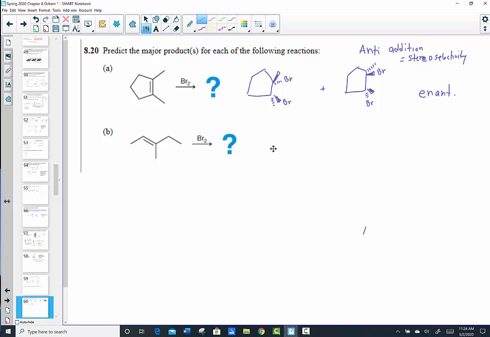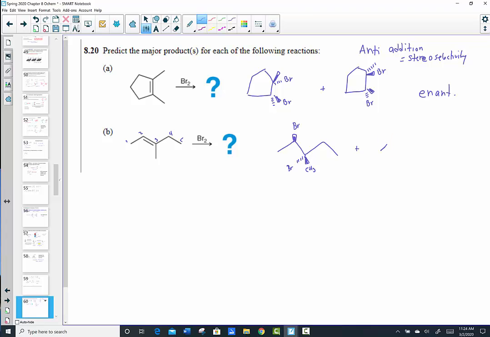Well, in letter B, we'll redraw. We have 1, 2, 3, 4, 5 carbons. Carbon 3 has a methyl group. So if that methyl group, let's make it a dash first. There's the methyl. That means the methyl group here is a wedge, so bromine is a dash, meaning that bromine would have to be the wedge here, and hydrogen the dash.